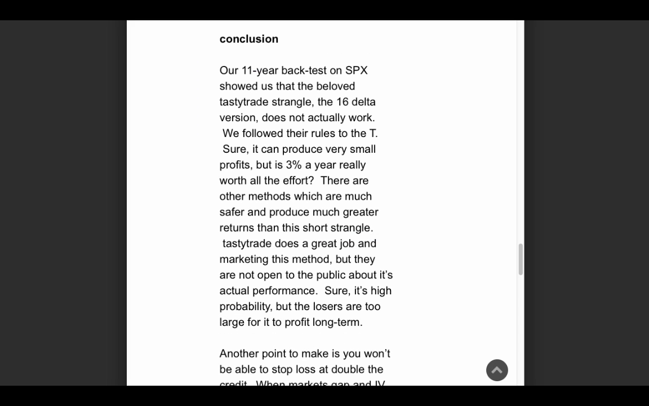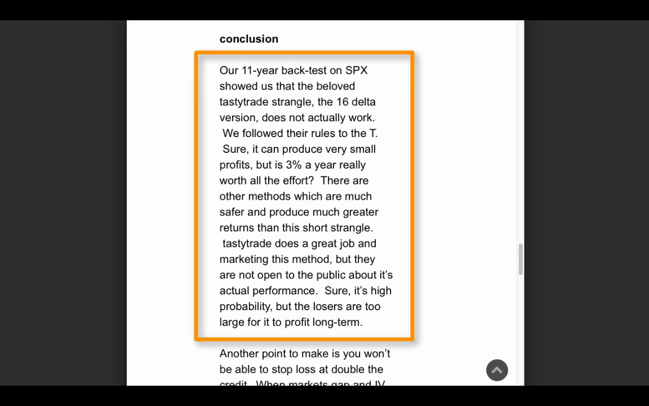So let's conclude here, get this wrapped up. And again, in our 11-year back test on SPX, we show that the beloved Tastytrade Strangle selling the 16 Delta, it doesn't actually work. We followed the rules to the T, and sure, it produced a 3% yearly profit using only 15% of your portfolio.